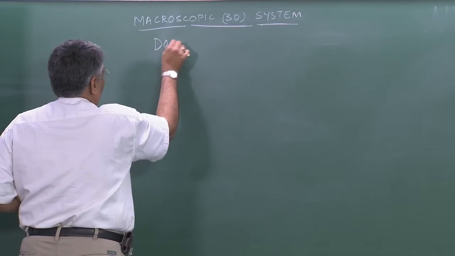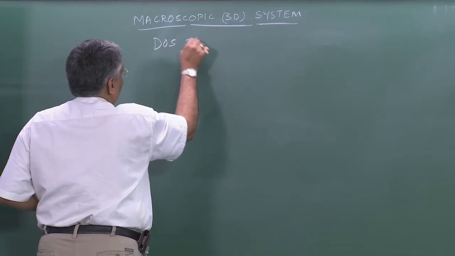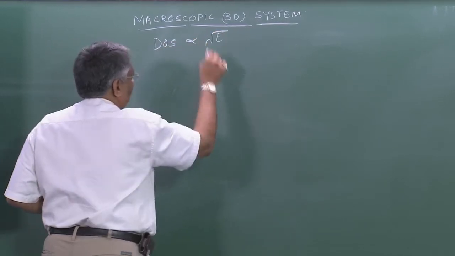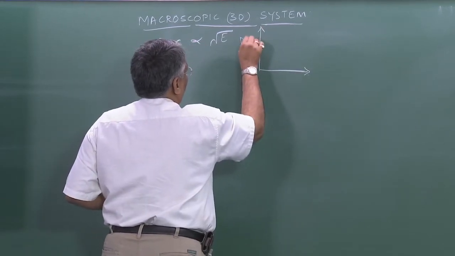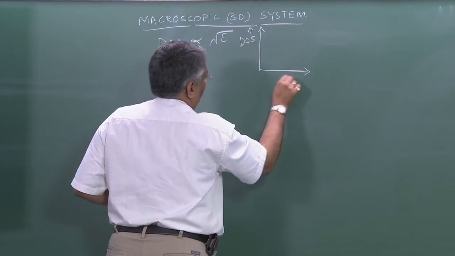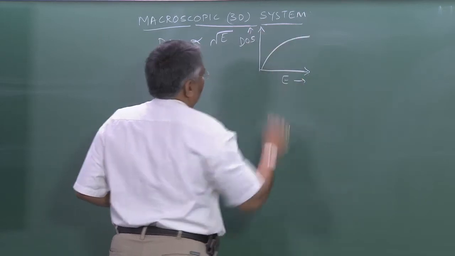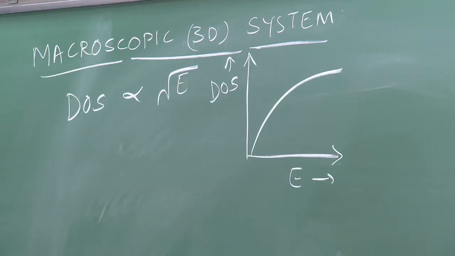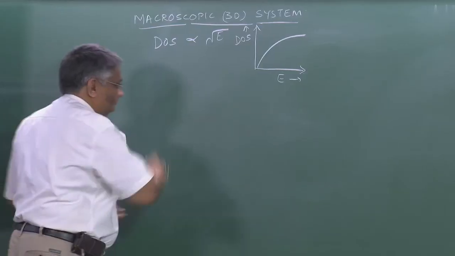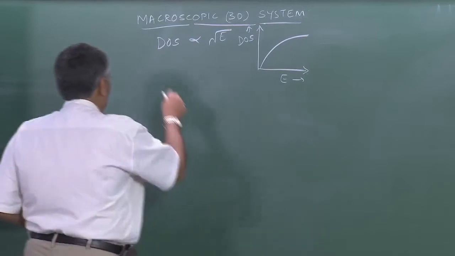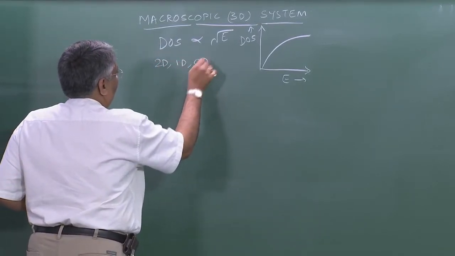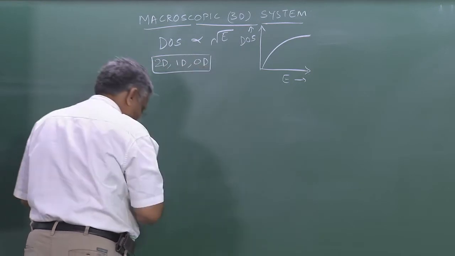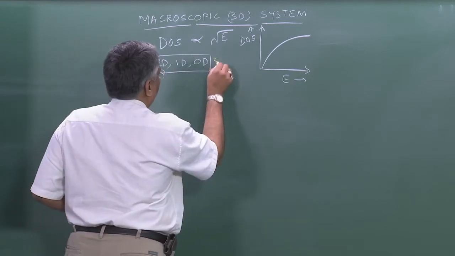So the density of states to phi, so you, what is that? Okay. Now we need to see what happens for the 2D, 1D and the zero-dimensional systems.